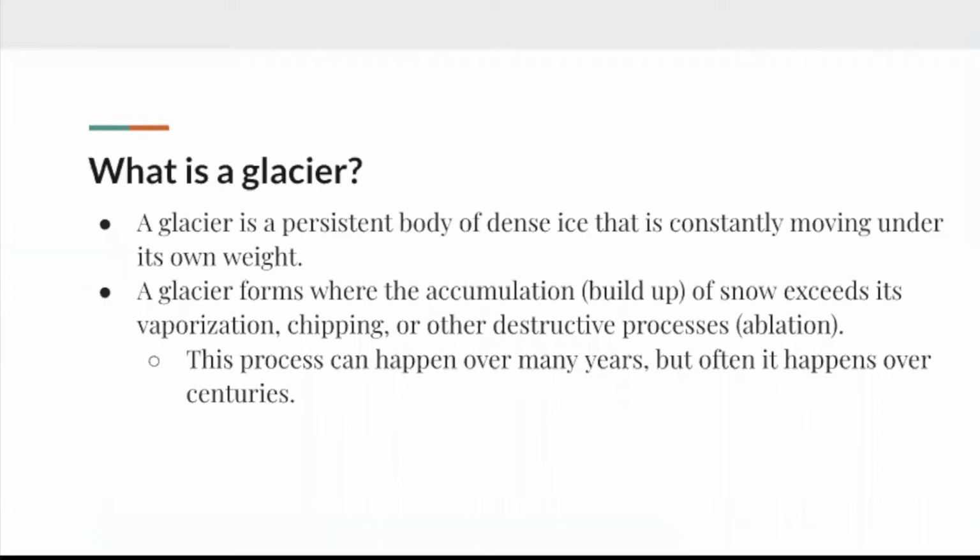So what is a glacier? A glacier is a persistent body of dense ice that is constantly moving under its own weight. A glacier forms where the accumulation or buildup of snow exceeds its vaporization, chipping, or other destructive processes, known as ablation. This process can happen over many years, but it tends to happen over centuries. Let's find out more about this.